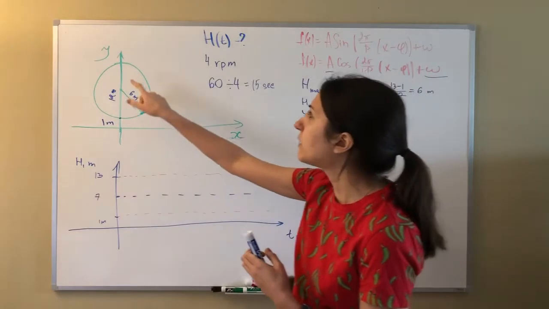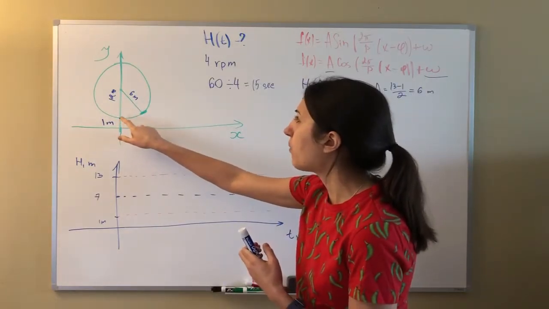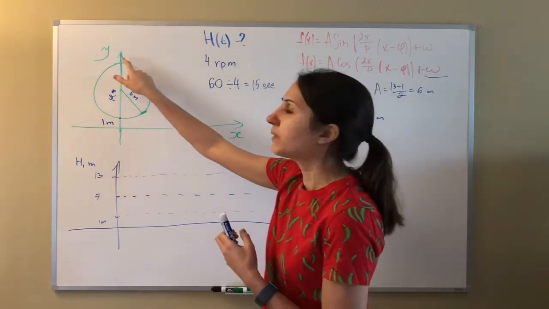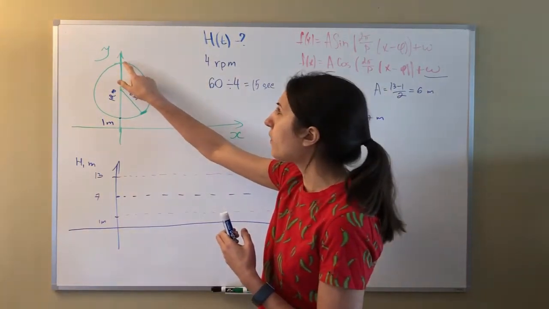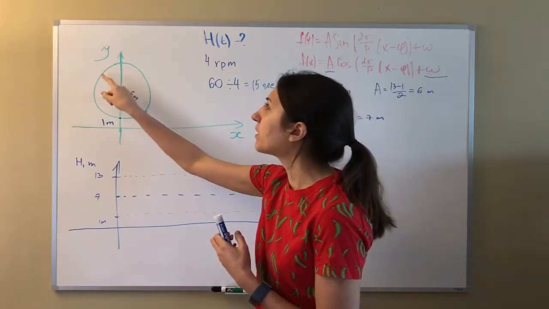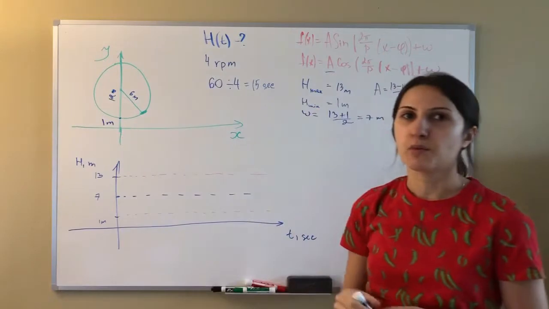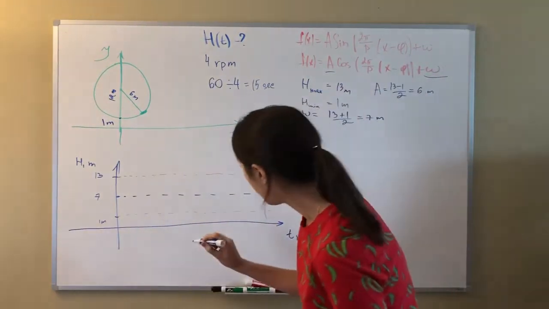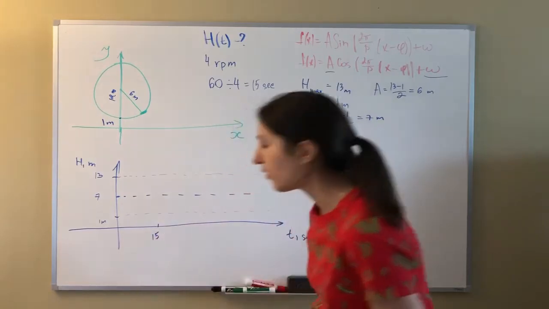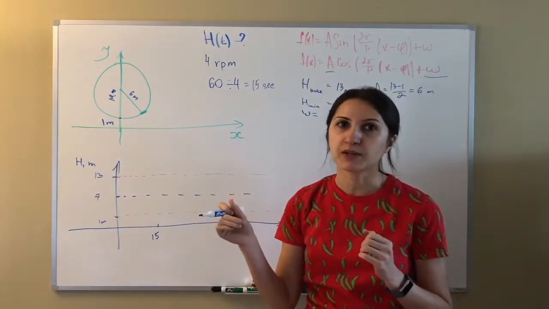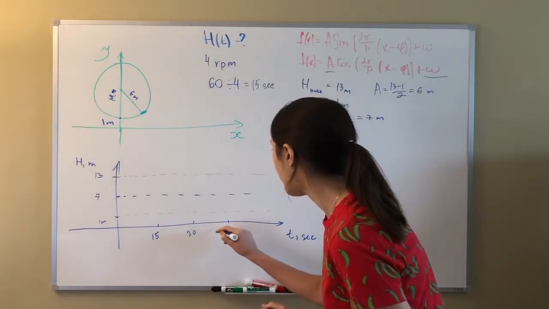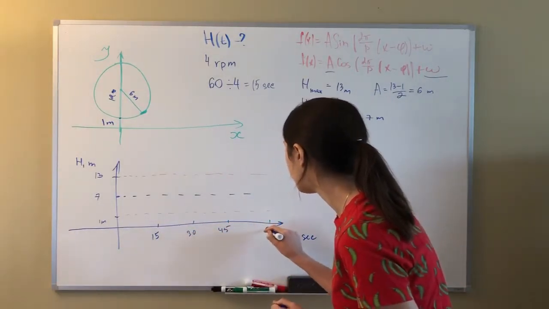So what's happening with the height? We start at the minimum point. We go up, up, up, up. We increase in our height. We keep increasing our height. In the middle of the way, we achieve our maximum value, and after that, we're going slowly down back to the minimum point. So, we know that the full rotation occurs in 15 seconds. So that's our period. Our period is 15 seconds. So that would be 30, that would be 45, and that would be 60.